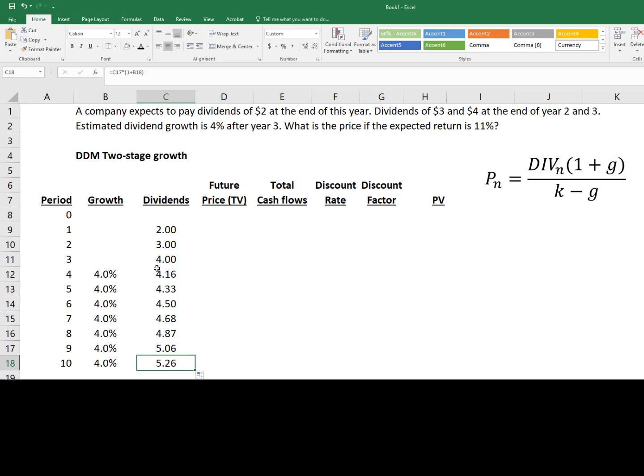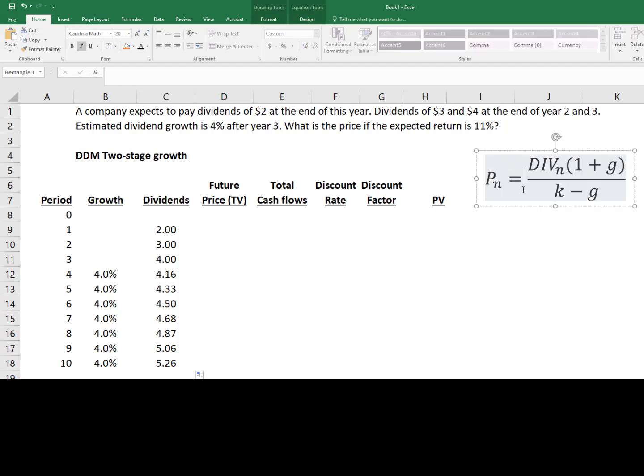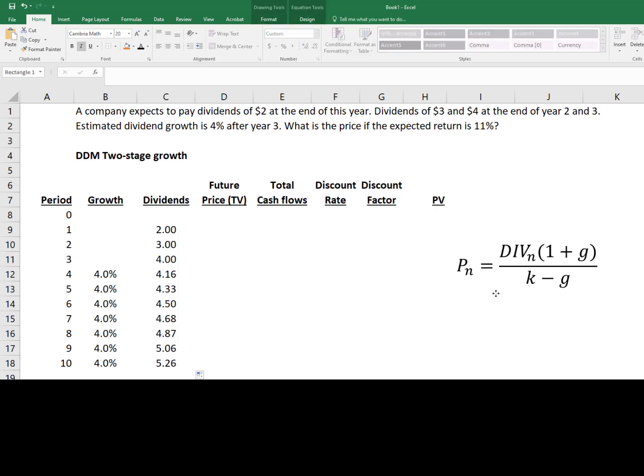Now the thing about a two-stage dividend discount model is that this goes on in perpetuity, so we don't want to actually have to drag out these dividends in column C forever. So what we're going to do is acknowledge that starting with the constant growth in year 4, we can value the company at the end of year 3 using this formula. The formula is that the price at any point is the dividend in that year grown by 1 plus the growth rate, divided by K minus G.